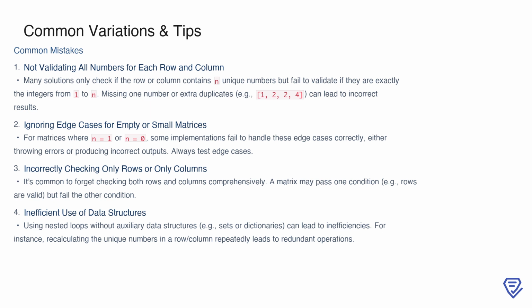Finally, inefficient use of data structures, such as recalculating unique numbers repeatedly without leveraging sets or dictionaries, can make your solution slower than necessary. These inefficiencies are especially noticeable in larger matrices, so it's critical to choose the right approach for both correctness and performance.